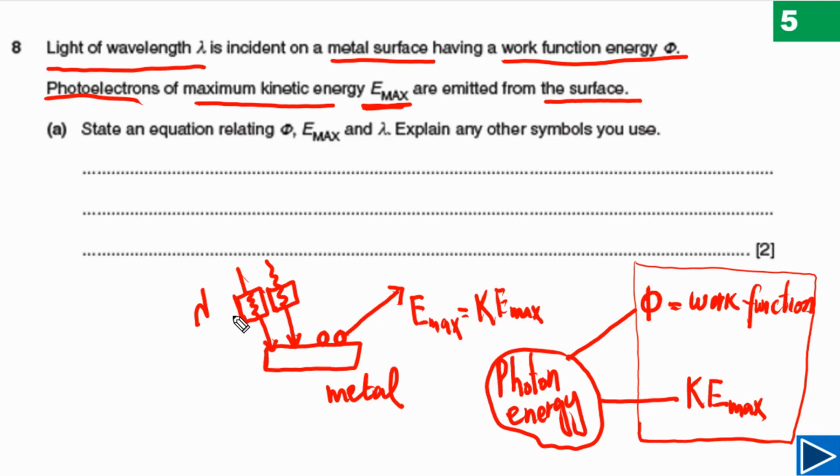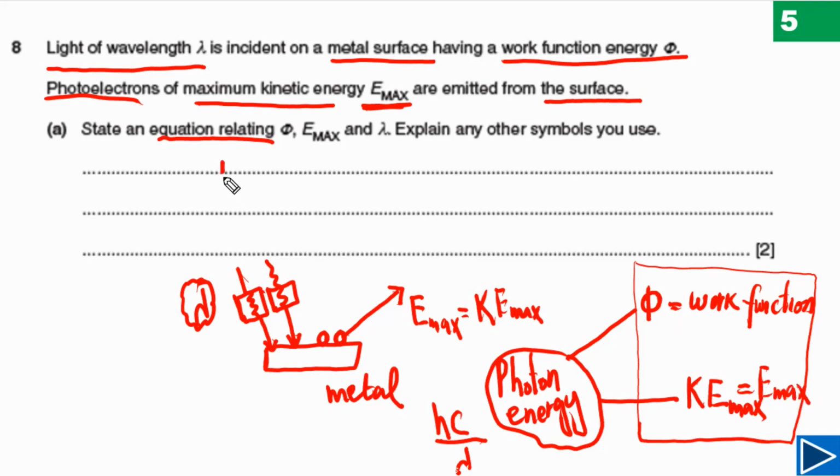Now, in this case, we have to use the principle of conservation of energy, and we need to write an equation. So let's try to write down an equation now. First, we need to understand what photon energy is. If the wavelength of light is given to us, we can simply write that as hc over lambda. Work function is already given to us. Kinetic energy maximum, we simply use the symbol E max.